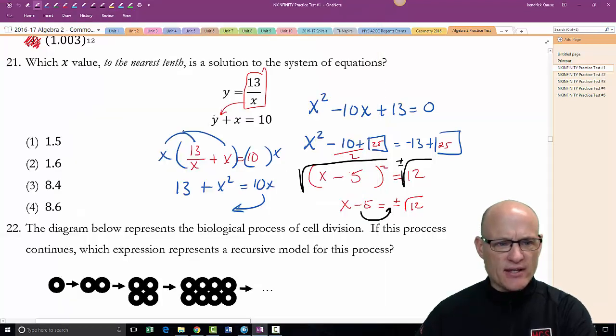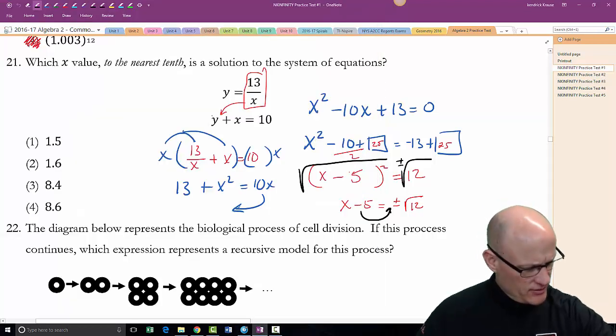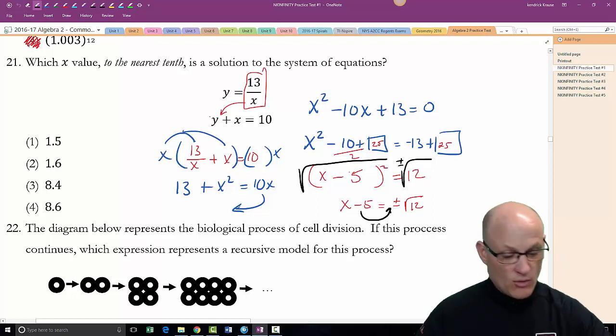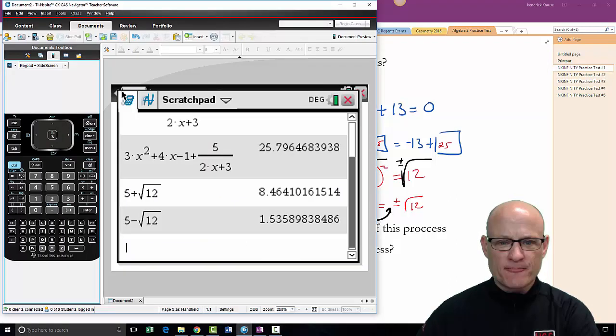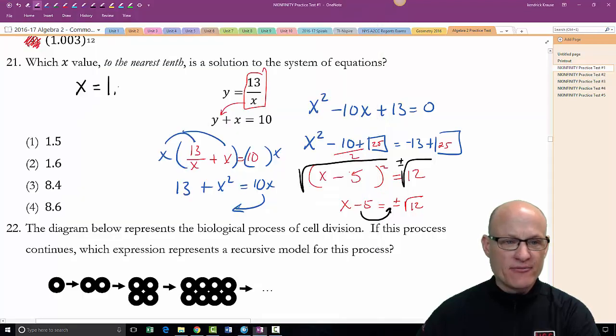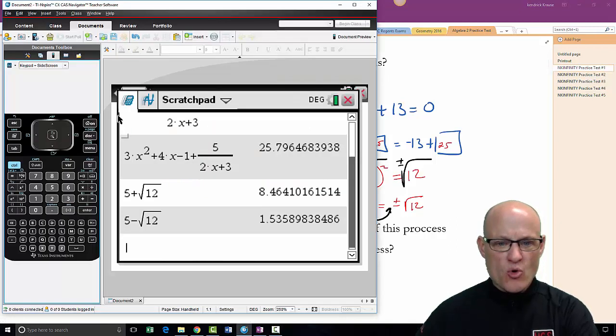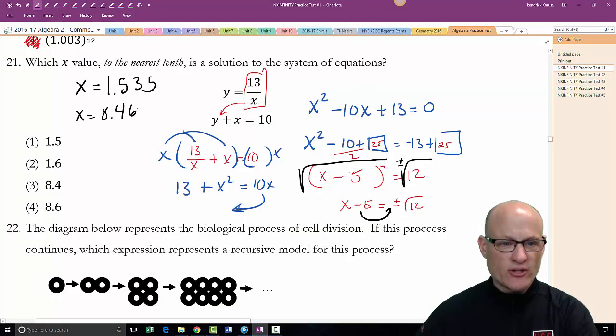Round to the nearest tenth. Oh, didn't she fix these? Wow. This was a nasty problem. So, okay, I get x equals 1.535 and x equals 8.464. Wow, she was not nice.